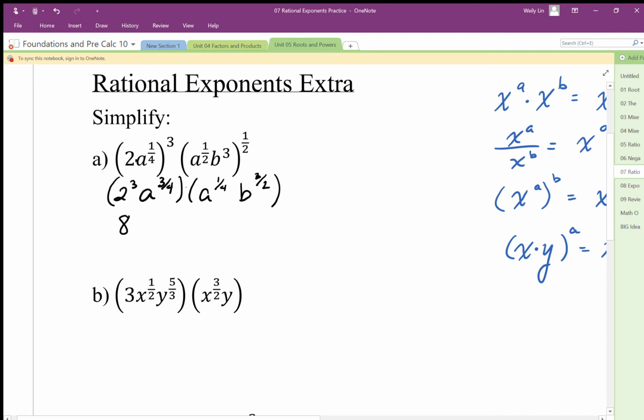Since this is all multiplication, I can now combine this multiplication of a to the power 3 over 4, a to the power 1/4. So we get 3/4 plus 1/4 gives us 1 whole. And then we have b to the power 3 root 2.